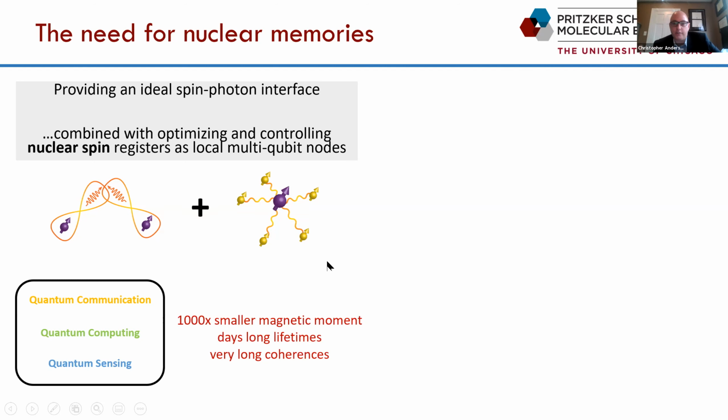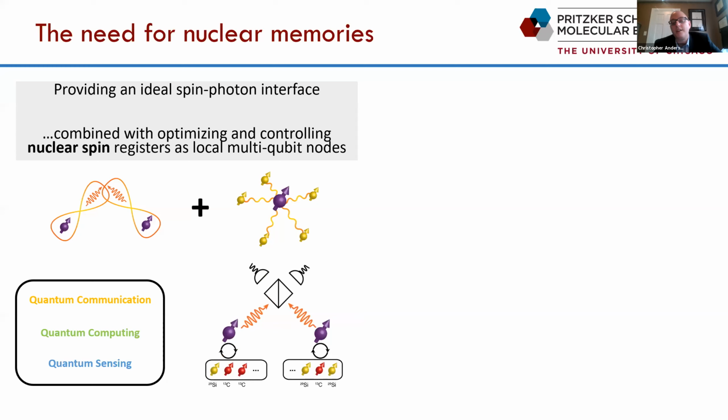Now, these nuclear spins, they're amazing. They have about 1,000 times smaller magnetic moment than the electron. This means they can have days-long T1 times and very, very long coherence times of minutes to hours maybe. Really, nuclear spins are one of the best quantum objects that we know of. And they're really key in creating quantum networks and distributing quantum entanglement, where you can have your electron spin talking to light and also talking to a bunch of nuclear spin quantum registers to scale your system.